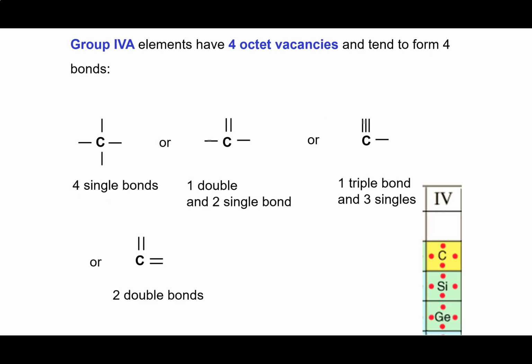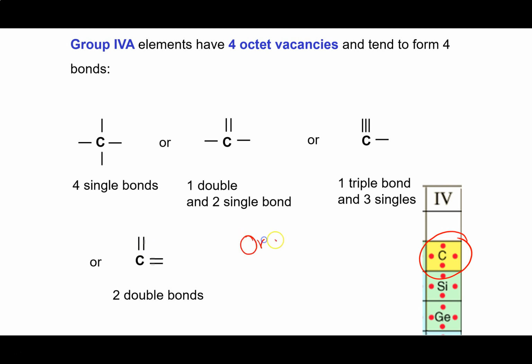Now when we go to group 4A, what we see is that our carbon atom here has 4 octet vacancies, and this opens up a whole wide array of possible bonding patterns. There can be 4 single bonds, there can be a double bond and 2 single bonds, there can be a triple bond and a single bond, or there could be 2 double bonds.